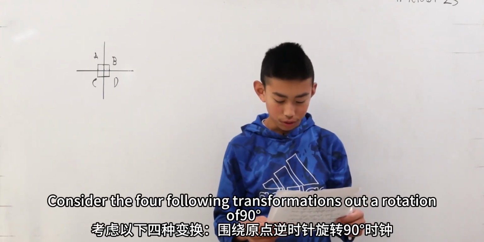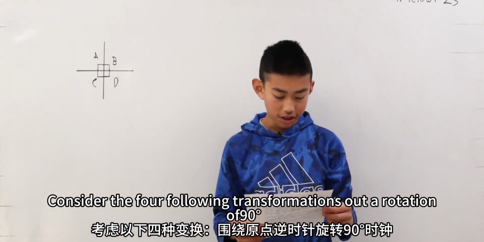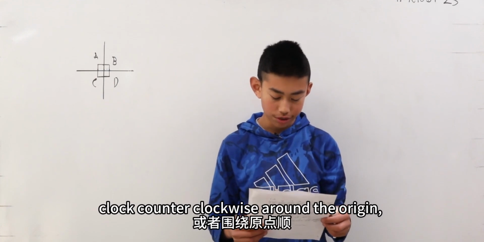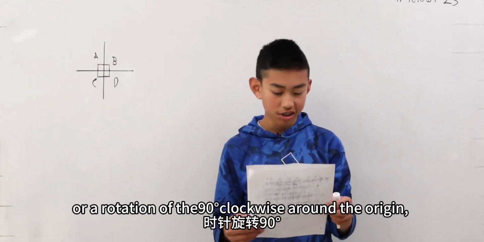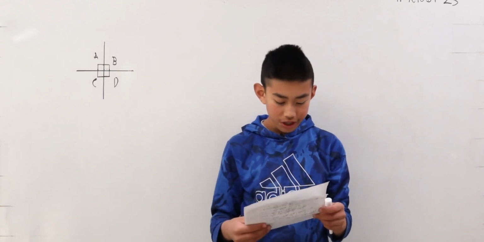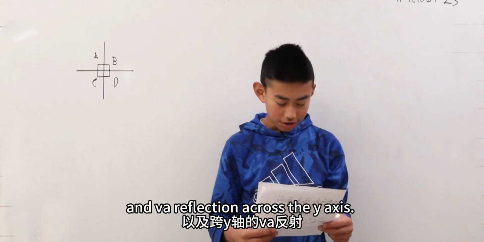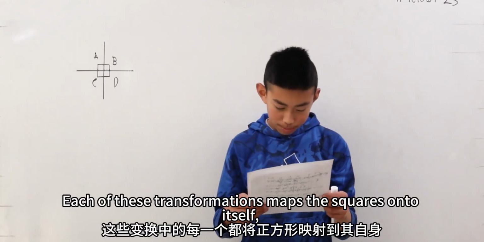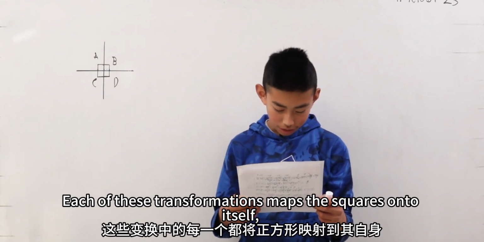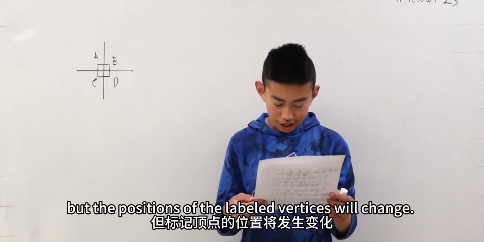Consider the four following transformations. L: a rotation of 90 degrees counterclockwise around the origin. R: a rotation of 90 degrees clockwise around the origin. H: a reflection across the x-axis. And V: a reflection across the y-axis. Each of these transformations maps the square onto itself, but the positions of the labeled vertices will change.